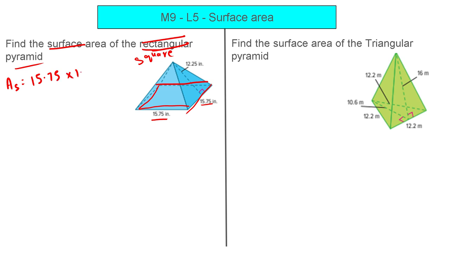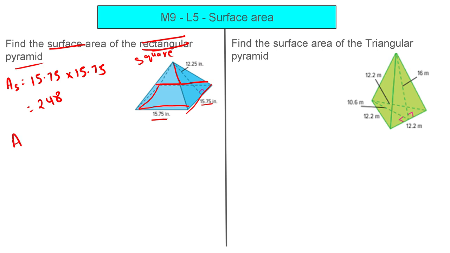15.75 times 15.75. It will be how much? Let me see quickly. 15.75 multiply 15.75, approximately 248. Okay. Now the area of the triangle.